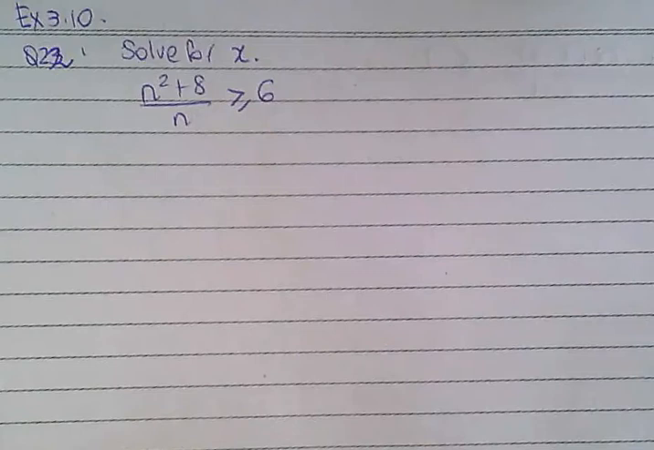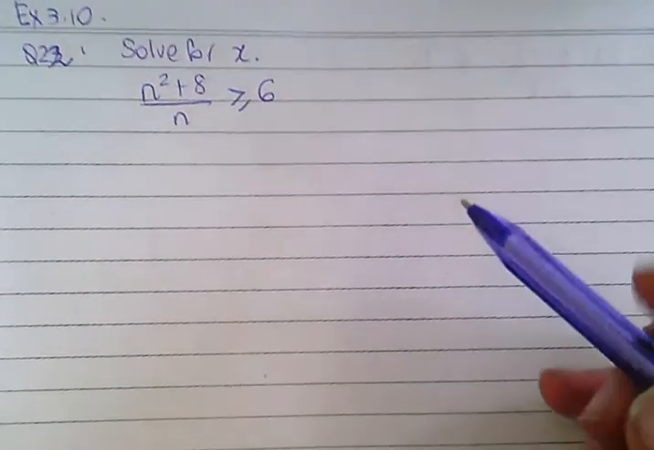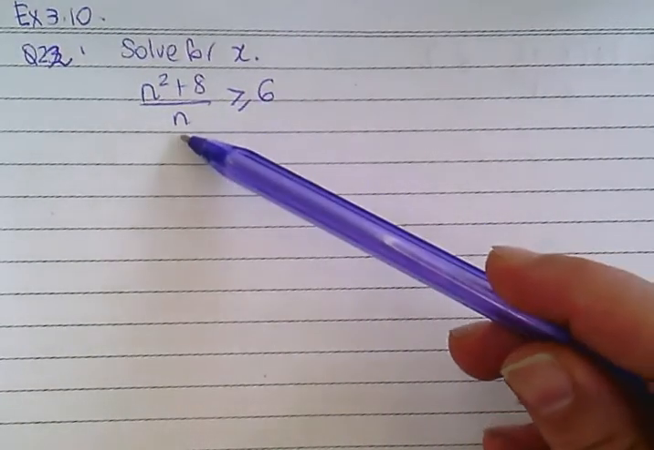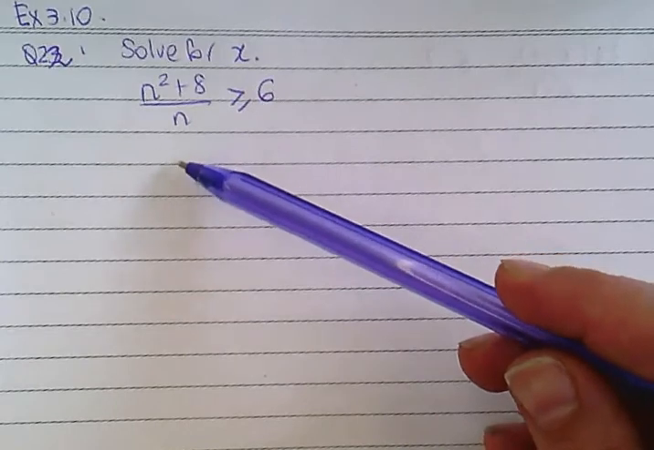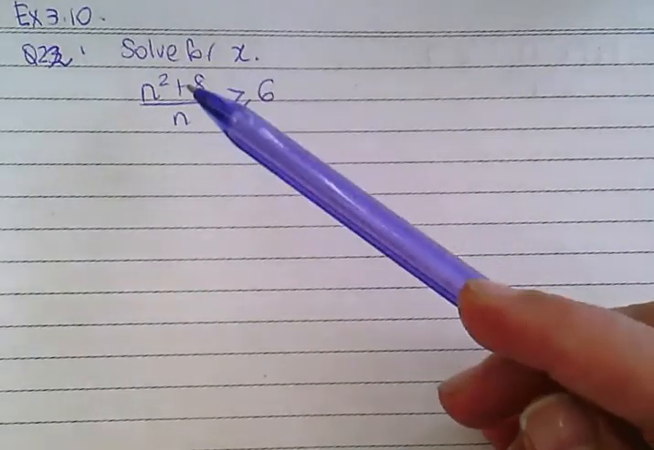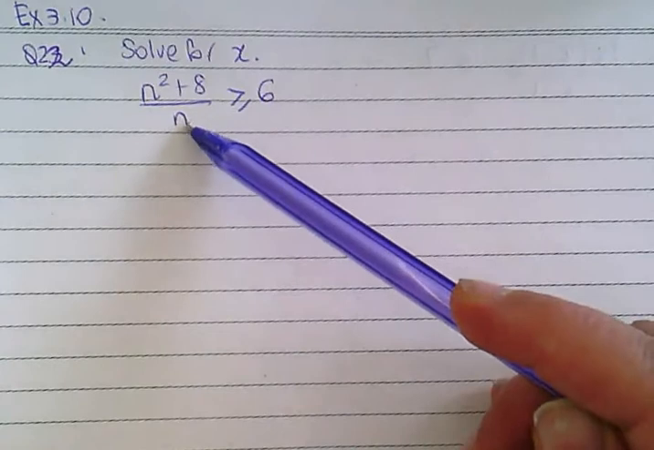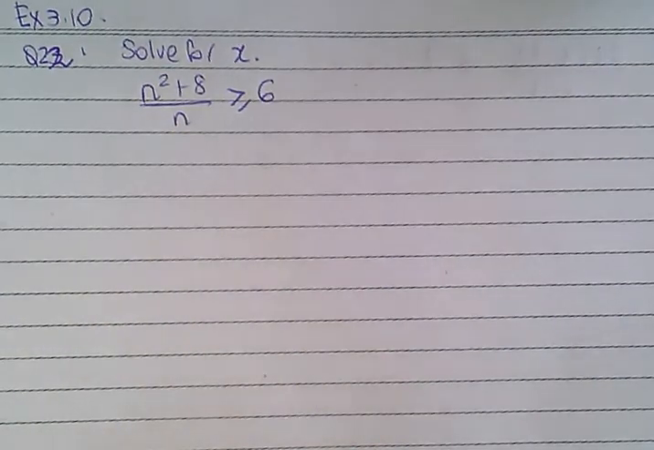Exercise 310, question 22, I think. Inequalities with x in the denominator, continued, part 2. So when the variable is in the denominator, we can't solve normally because we don't know whether this n is positive or negative, or whether the inequality sign flips around. So how do we get around that?